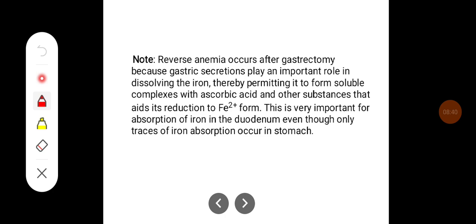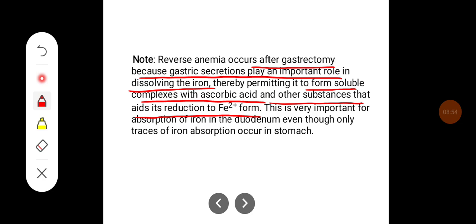Anemia also occurs after gastrectomy, because gastric secretion plays an important role in dissolving the iron, thereby permitting it to form soluble complexes with ascorbic acid and other substances that aid its reduction to the ferrous form. This is very important for absorption of iron in the duodenum, even though only traces of iron absorption occur in the stomach.